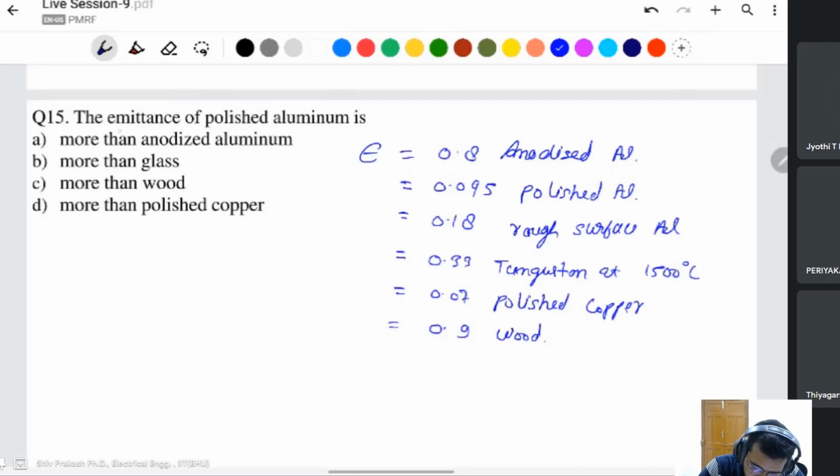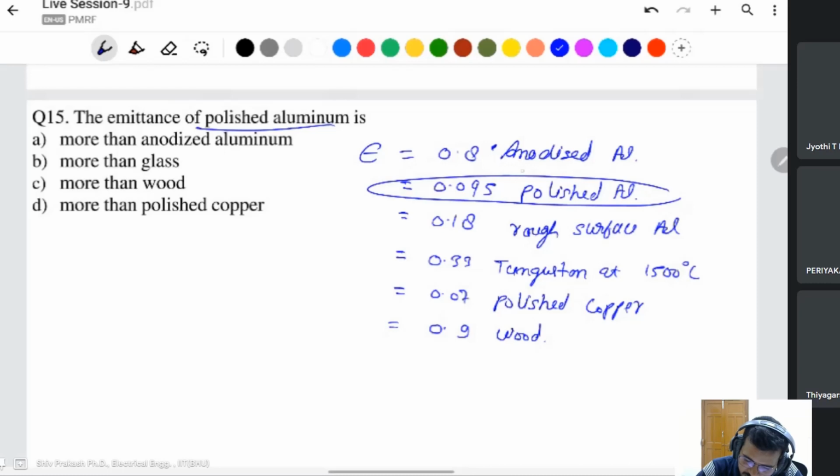It is the emittance of polished aluminum. Polished aluminum is 0.95. More than the anodized aluminum? No, anodized aluminum is 0.8. More than glass? This is not also, because of more than the wood. No, wood is 0.9.